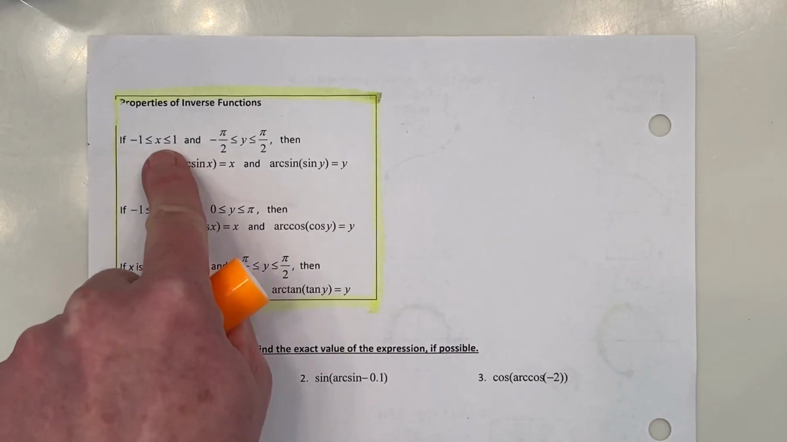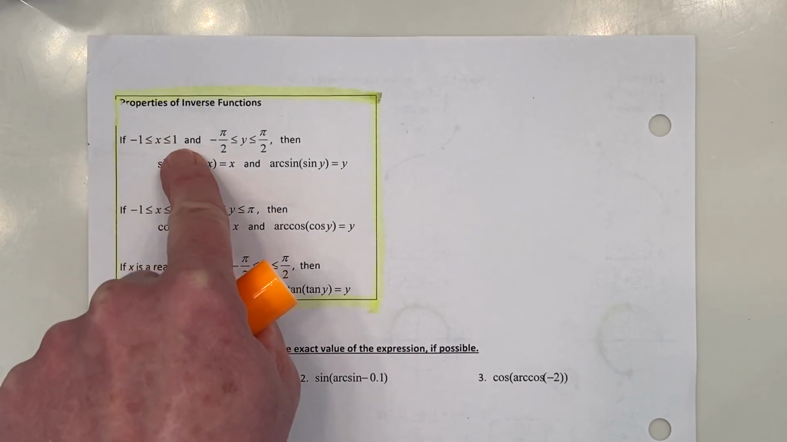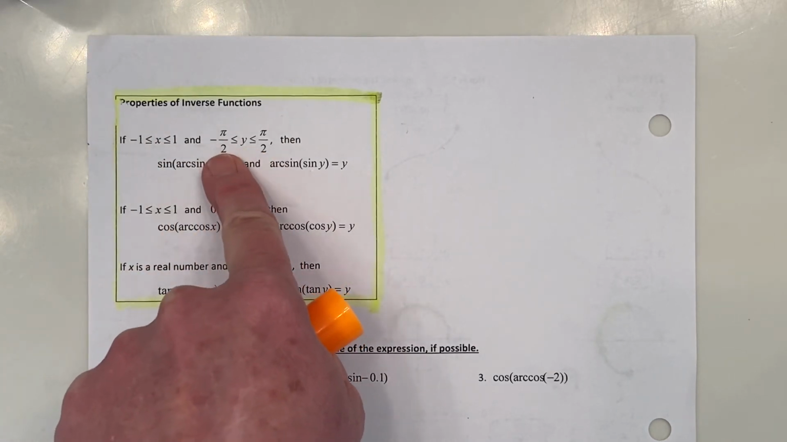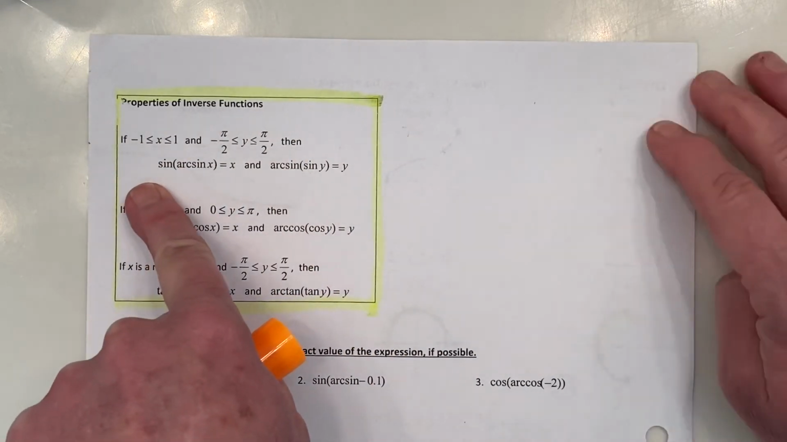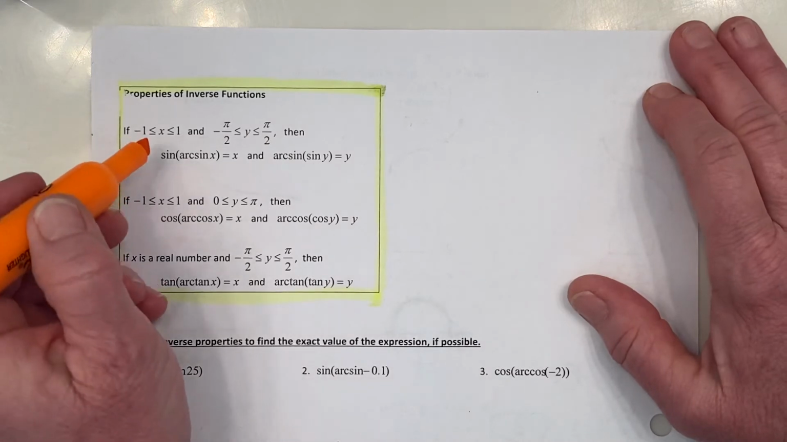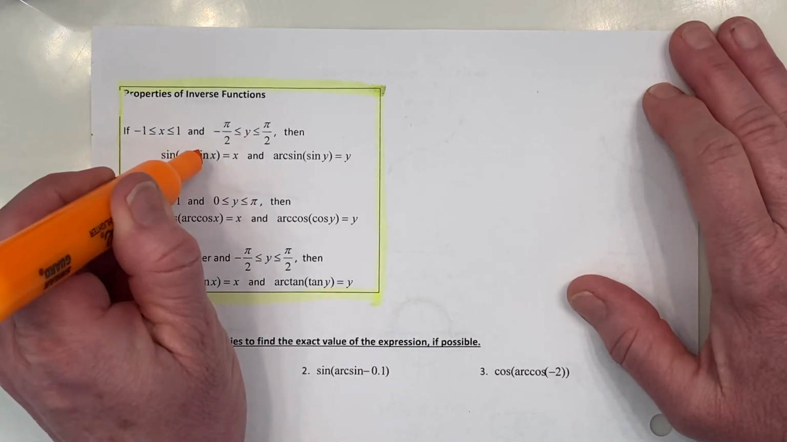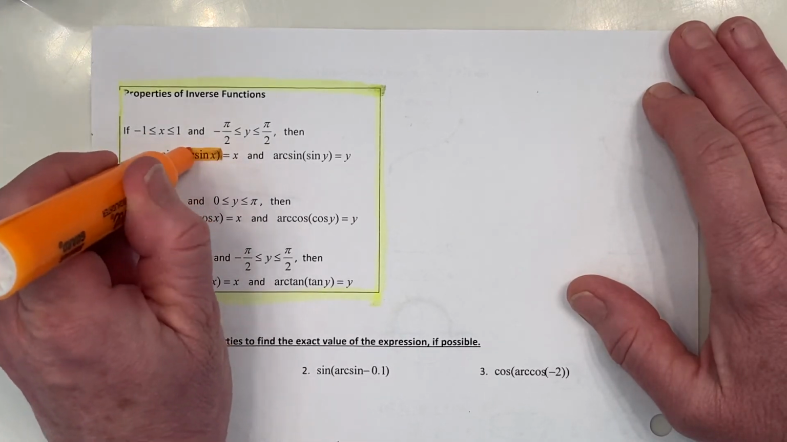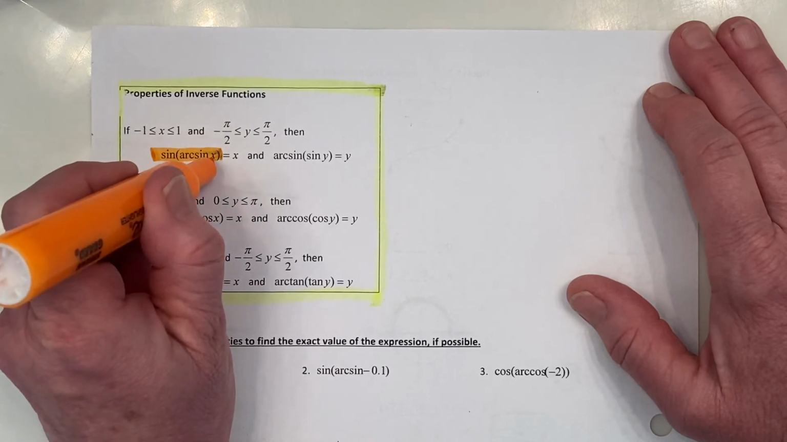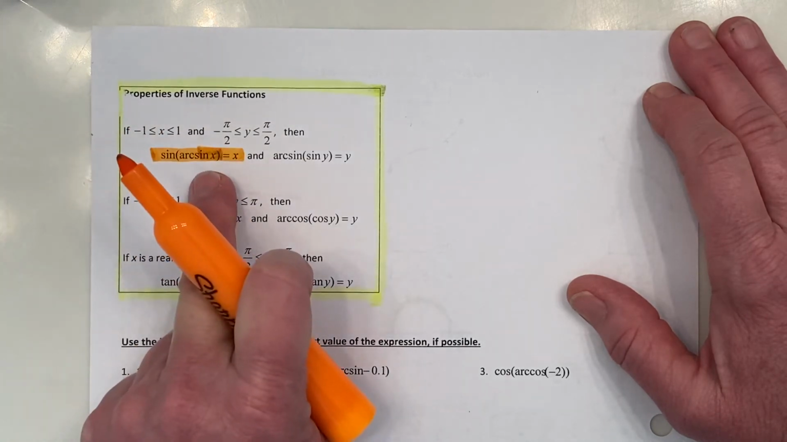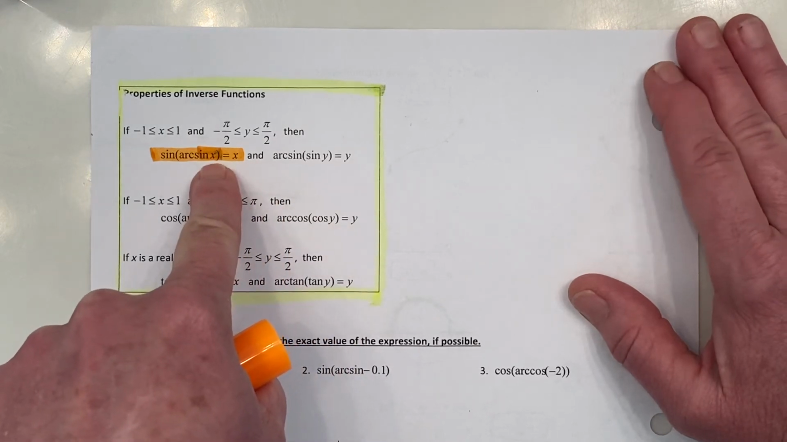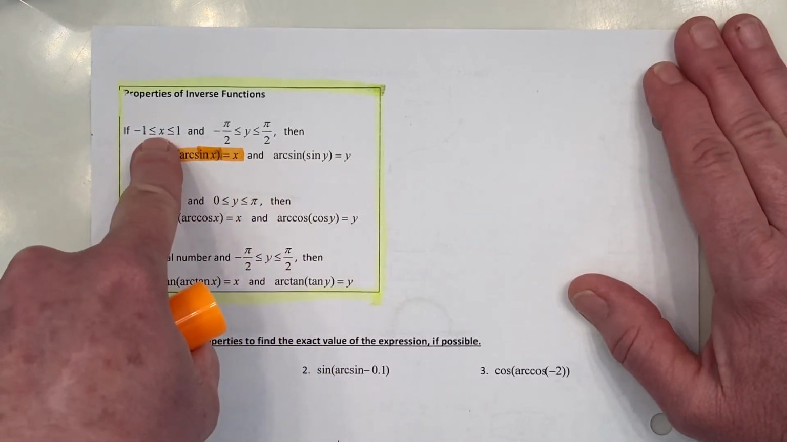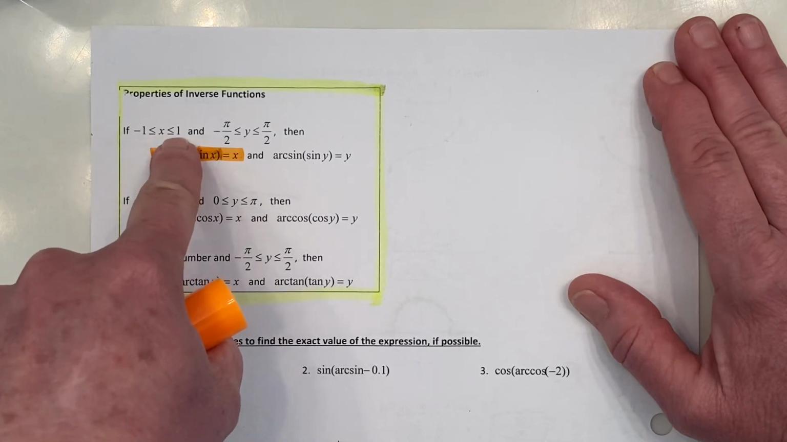It says if x is a value between -1 and 1, and y is a value between -π/2 and +π/2, this looks like sine to me, then notice that here we have a sine on an arc sine. Okay, it's saying that sine of arc sine of x equals x. That my answer is x, which matches this value right here, as long as my x value fits between -1 and 1, which is the domain of sine.